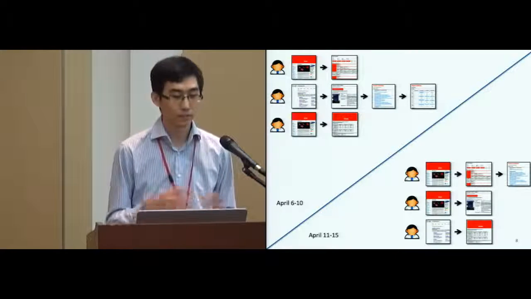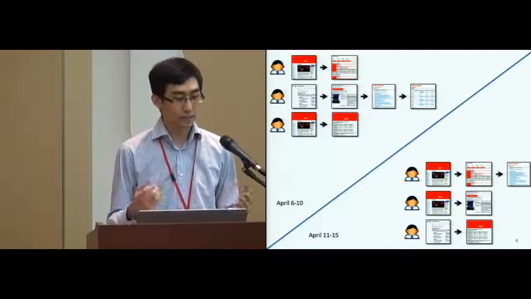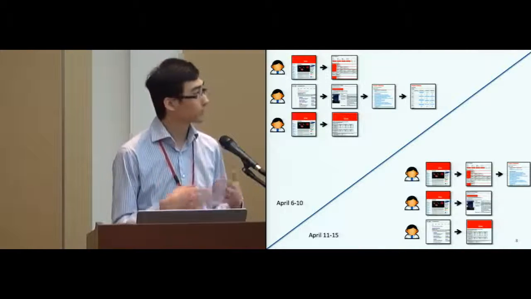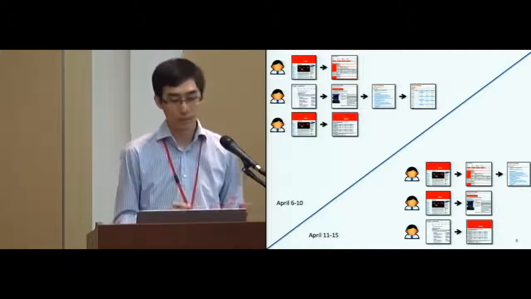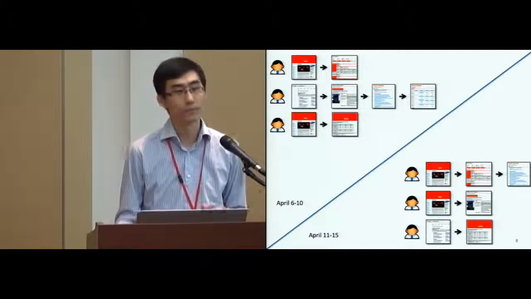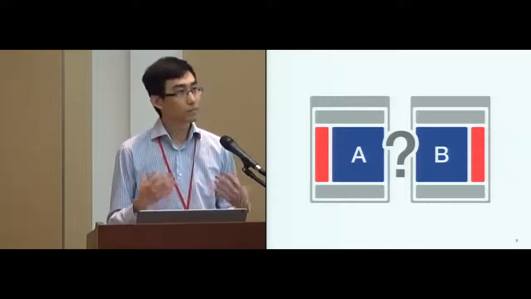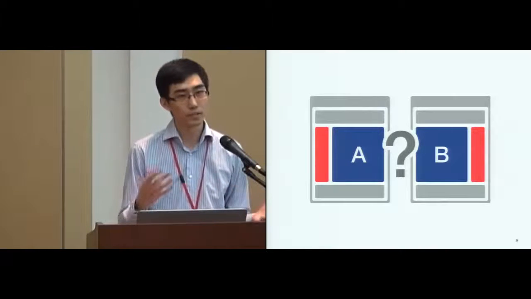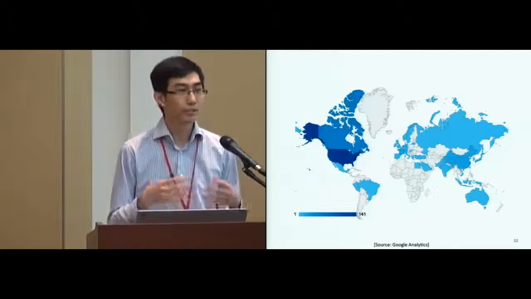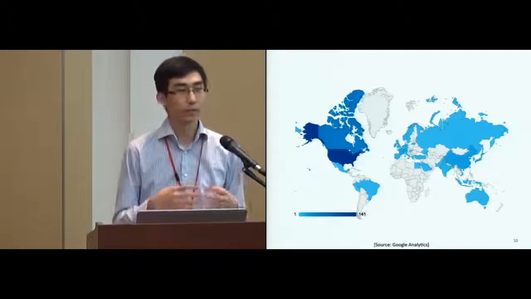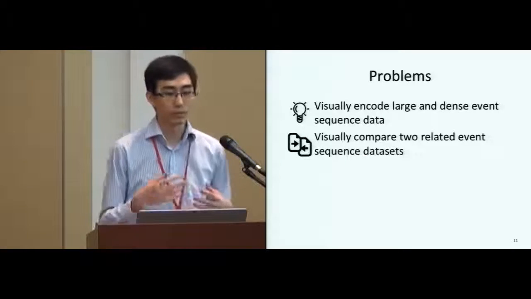In addition, there's one important task that has been overlooked in the past: the comparison of event sequence data. For example, you have 2 web logs extracted from different time ranges, and as a web analyst, you want to see the major differences between them. So this kind of visual comparison task is critical in many scenarios. For example, when we do A/B testing, we want to compare the user behaviors to see which design is more effective. And you also want to compare user behaviors from different geolocations so you can make appropriate strategies for different populations.